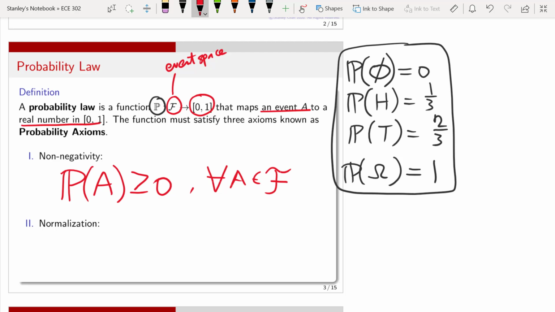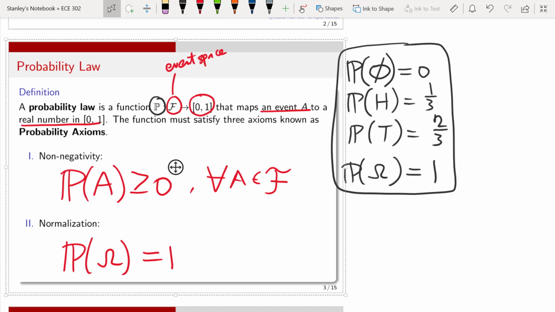The second axiom says that the probability of the entire sample space is 1. That is what we want. If you put in the entire sample space and the probability is bigger than 1, that is also not right. Why are you setting it to be 1? Why not set it to be 10 or 100? That's just for convenience. As long as we are consistent with this definition, we are good. So you have non-negativity, and you have normalization.